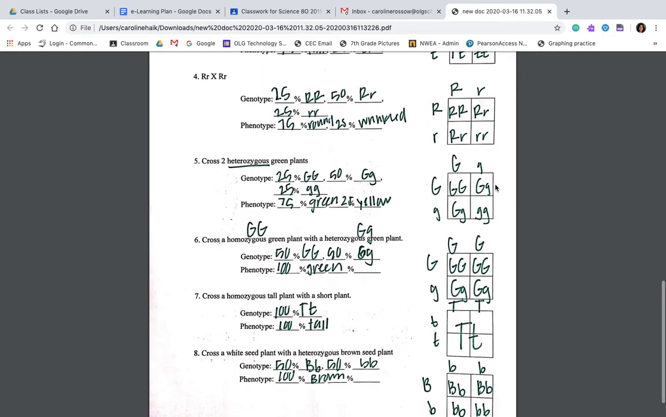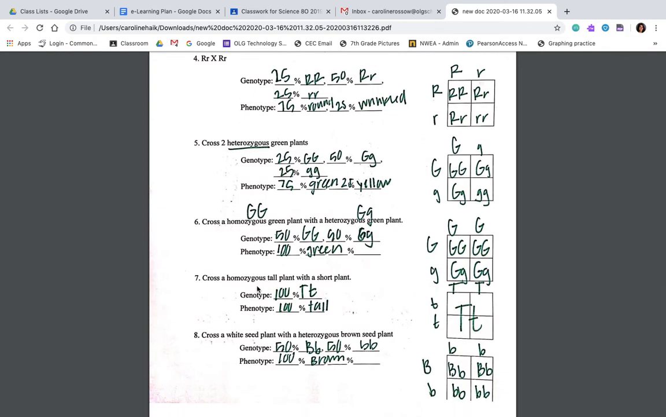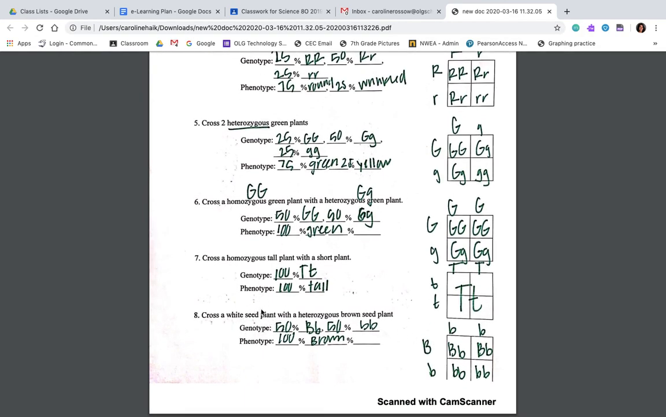These next 4, you're actually going to have to use your vocabulary words. So make sure that you have the correct parents. So 2 heterozygous green plants, so it's going to be capital, lowercase, capital, lowercase. A homozygous green plant is going to be capital, capital, and a heterozygous green plant, capital, lowercase. Homozygous tall and homozygous short, capital, capital, lowercase, lowercase. And then a white plant is going to be lowercase, lowercase, and then heterozygous brown, capital lowercase.